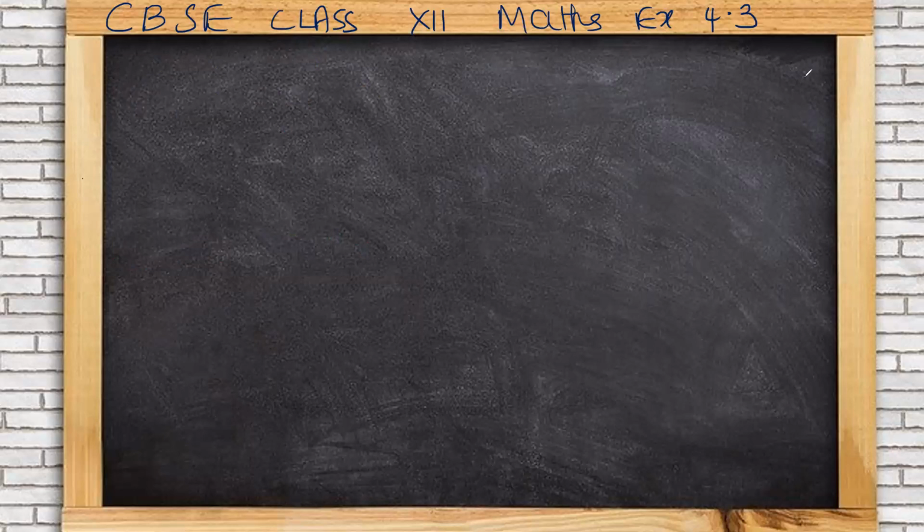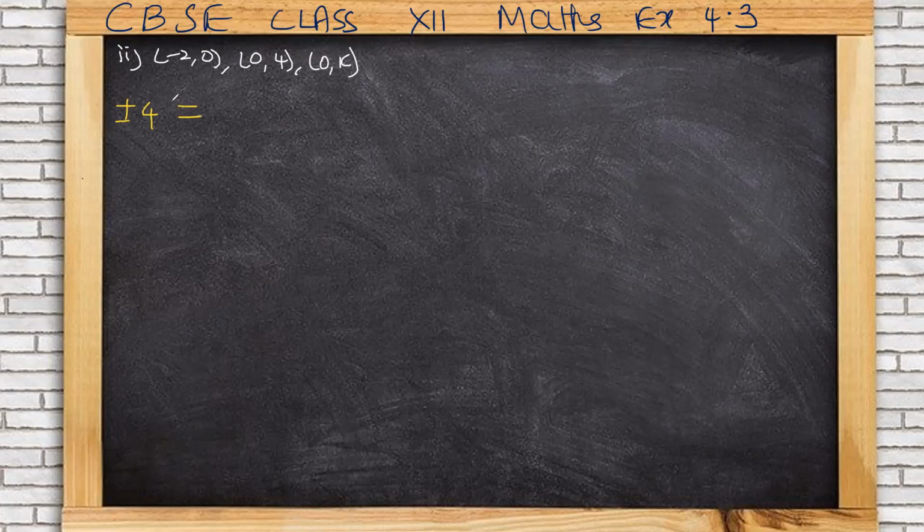Then the subdivision 2: we have (minus 2, 0), (0, 4), (0, k). As usual, take them as x1, y1, x2, y2, x3, y3. And they have given again the area as 4 square units. We'll take plus or minus 4 on the left side. I'm just starting with the direct substitution, but when you are doing it, please write the formula.